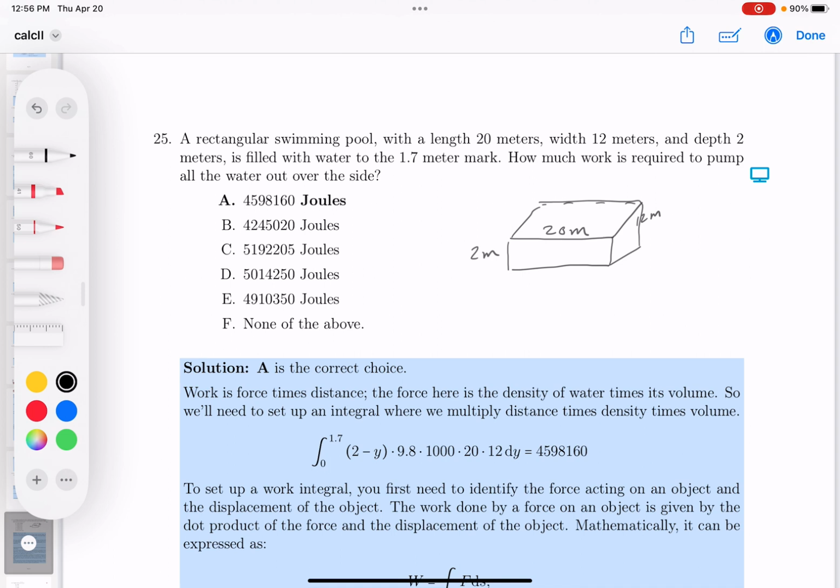All right? So rectangular swimming pool with a length of 20 meters, 12 meters, depth of 2 meters is filled with water to the 1.7 meter mark. So I'm going to put this over here. This is where the water's filled to. And that's the 1.7 meter mark. All right? And I think I know what they want to do. They want to pump the water out and how much work is required to do that.